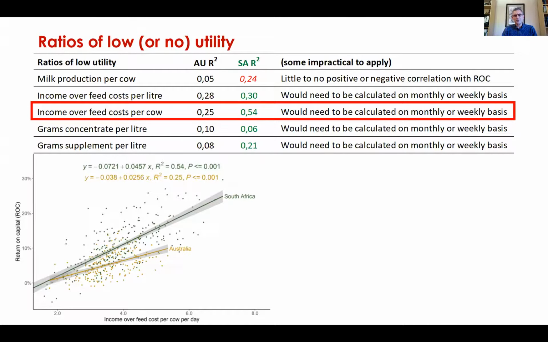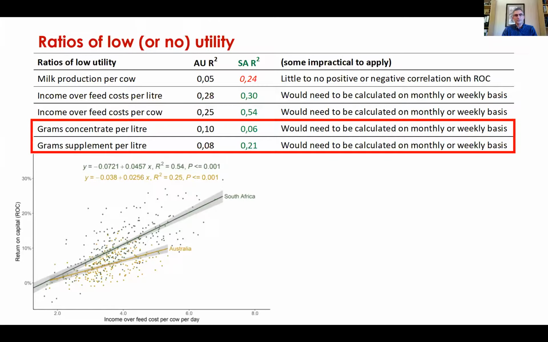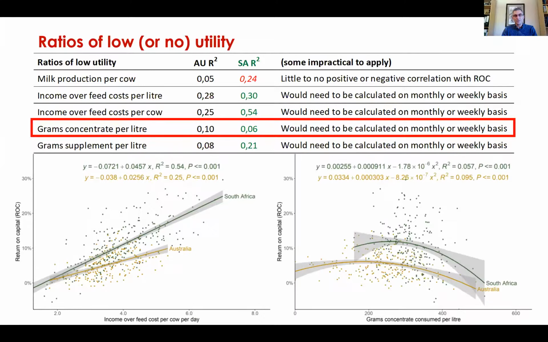The other issue is that with pasture-based farms, a target income over feed costs will vary monthly and even weekly depending on the potential amount of pasture available. So it is impractical for pasture-based farmers to utilize this ratio, although feedlot farmers could definitely utilize it. Grams of concentrate or grams of supplement fed per litre are other ratios that farmers sometimes utilize. The second graph outlines the impact of grams concentrate consumed per litre on profit.